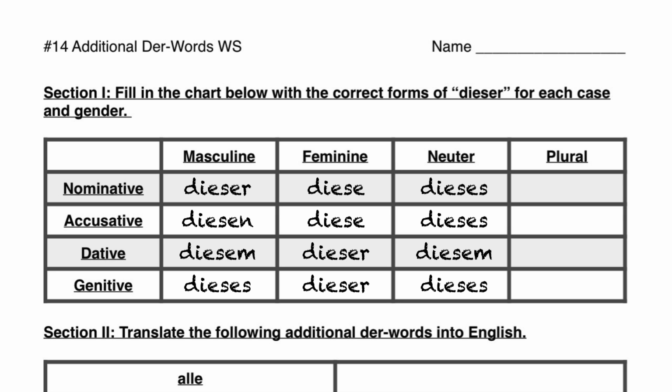In the plural form, this one would be diese, diese, diesen for the dative case, and then dieser. Don't forget the dative plural also takes an N at the end of the noun.